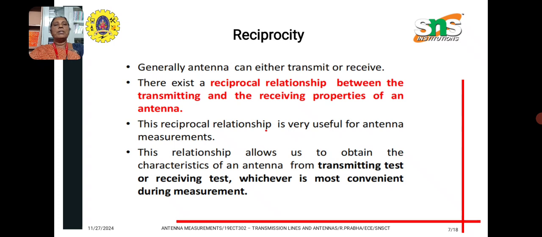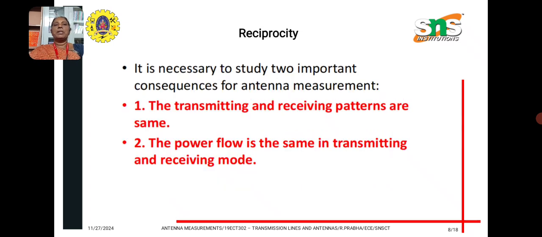And the important concept behind antenna measurement is reciprocity. Generally an antenna is a device which can be used for transmitting and also receiving, and there exists a reciprocal relationship between the transmitting and the receiving properties of the antenna. The reciprocal relationship is very useful for antenna measurements, and this relationship allows us to obtain the characteristics of an antenna from a transmitting test or receiving test, whichever is most convenient during measurement.